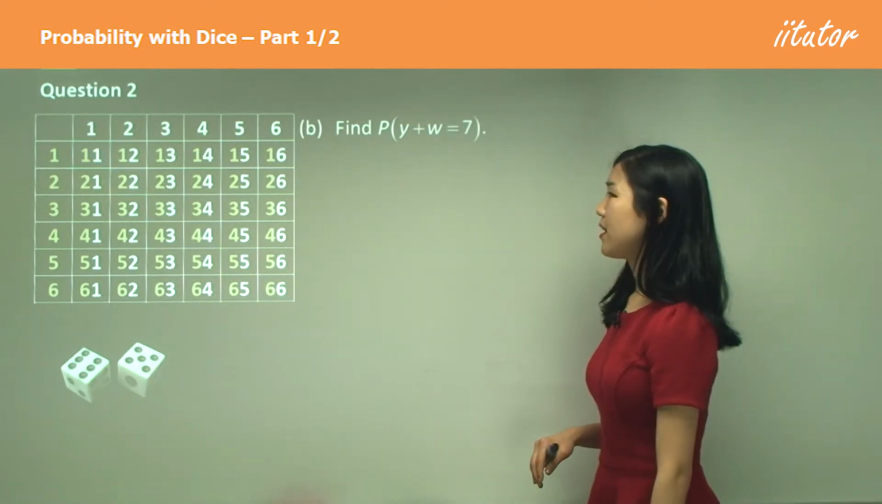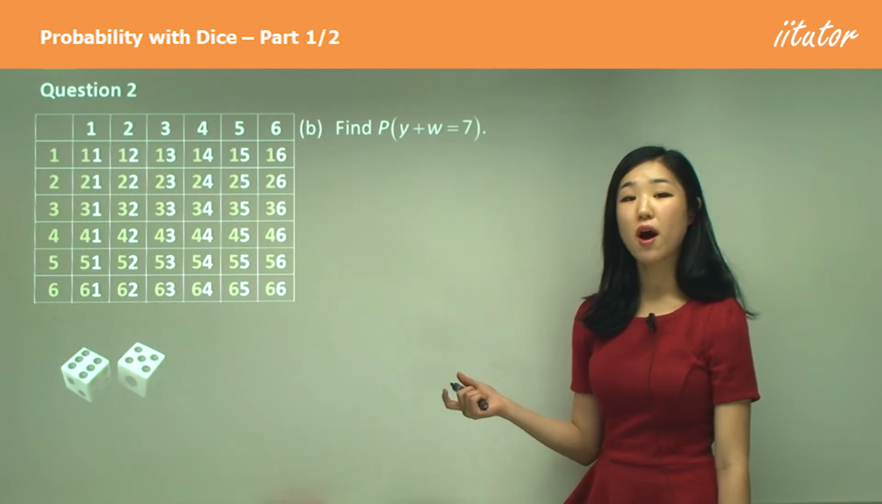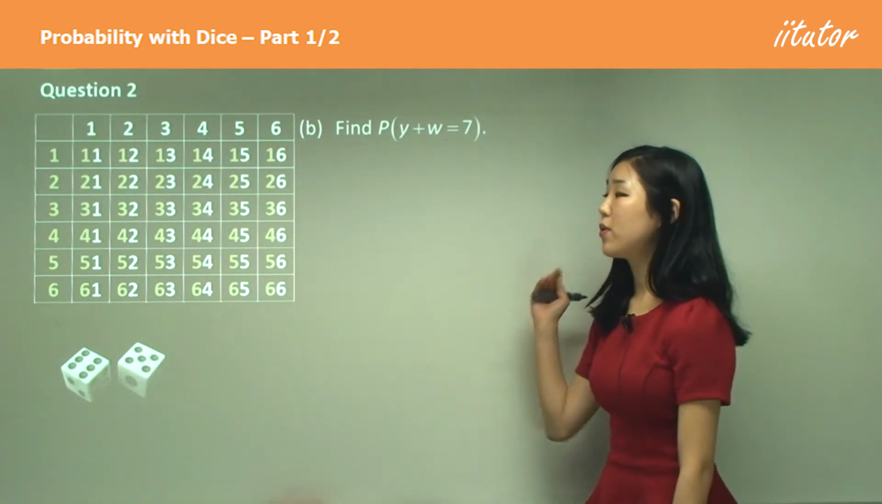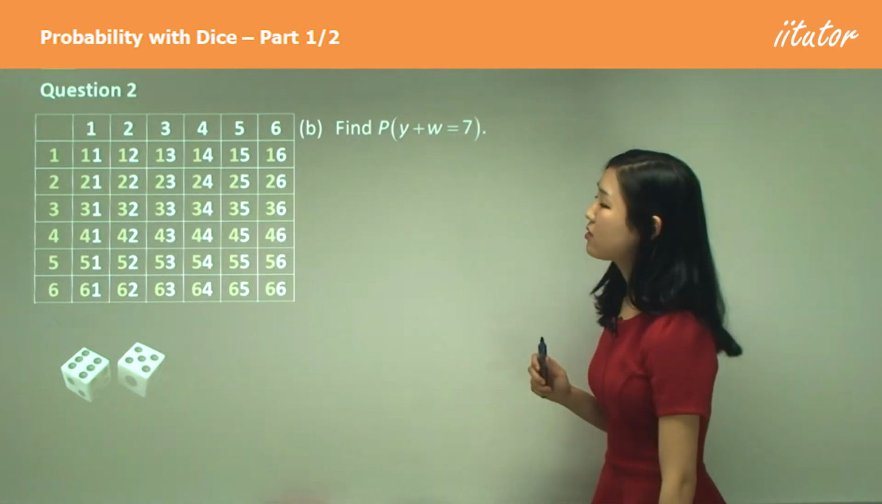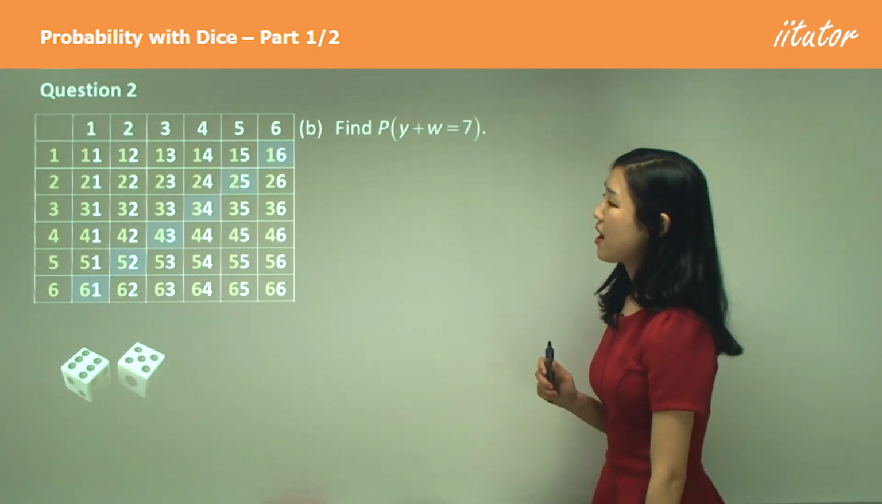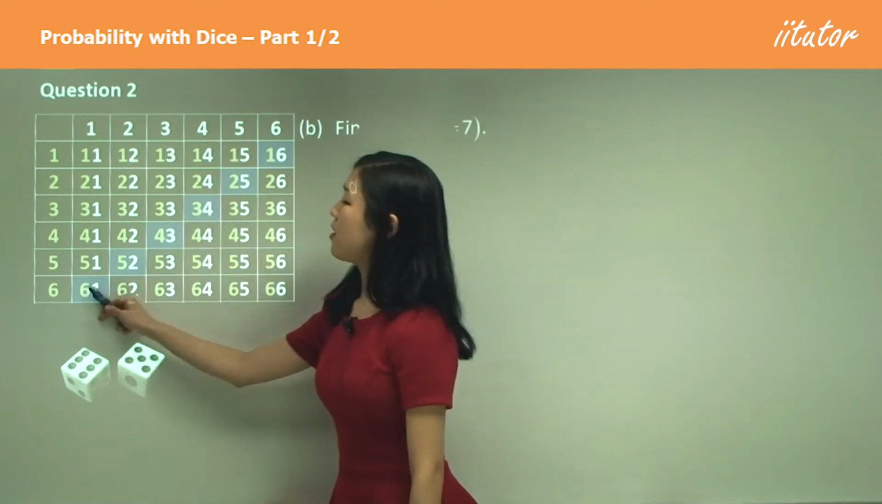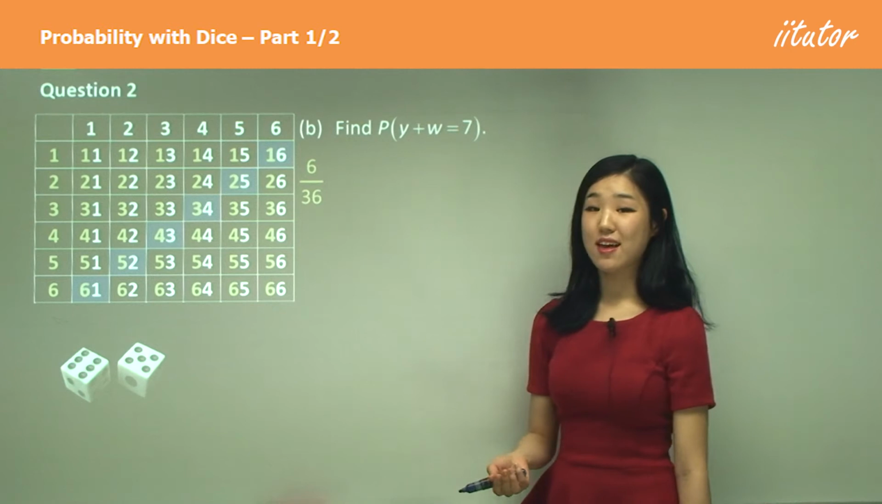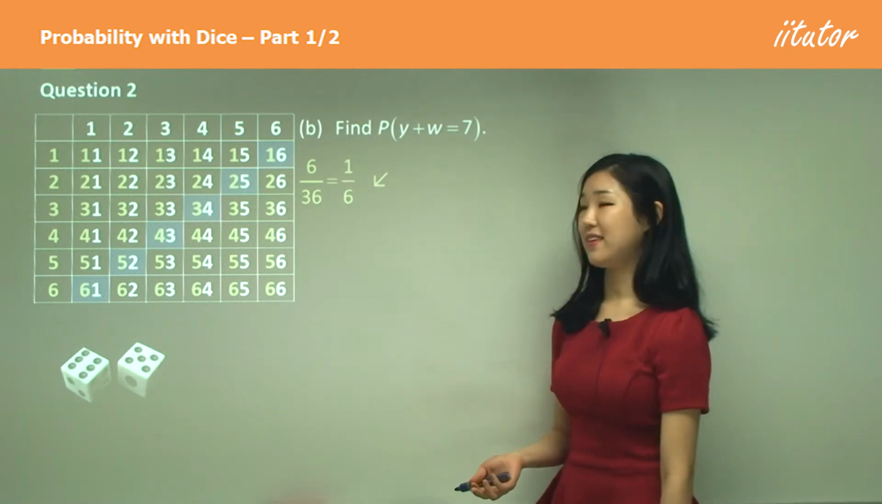Find the probability of the sum of Y and W being 7. So when you add up the yellow outcome to the white outcome, we get 7. So I can have a look, guys, and just check. And I found that these ones here, they add up to 7. So it's simply going to be 6 out of 36, which is simplified to 1 on 6.